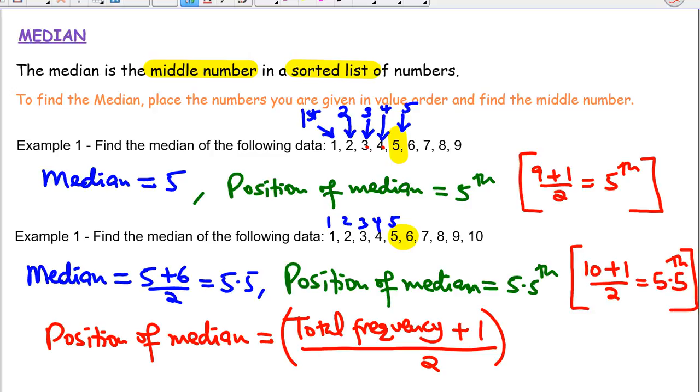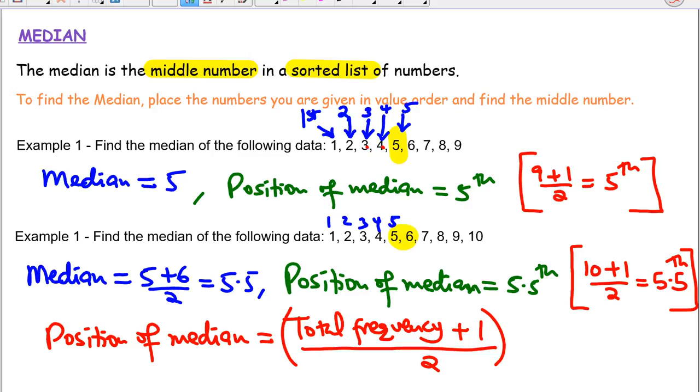So that is the position of the median. Count the first five numbers, and then in the middle, that will be the median. Basically, you get the two numbers and divide them by 2. That's exactly what you did. So 5 plus 6, divided by 2, and you end up with 5.5 as your median. So this is how you get the position of the median.